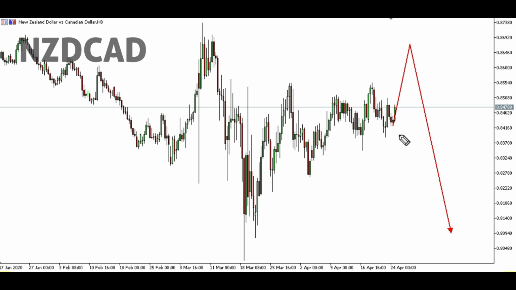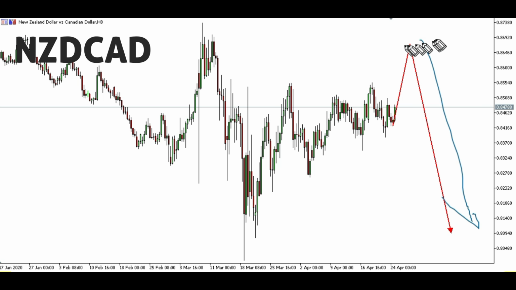NZDCAD. For NZDCAD, we're expecting a down move from this level all the way until this level. That's for NZDCAD. But from here, we'll be expecting a temporary up move, but that up move will end up to this level. Then from here, we'll be expecting a down move. We'll be selling all the way from here until this level.